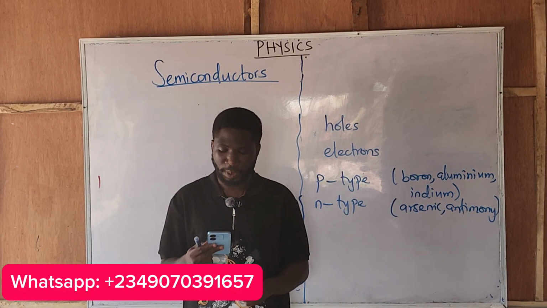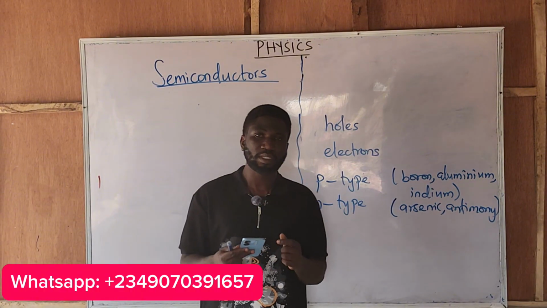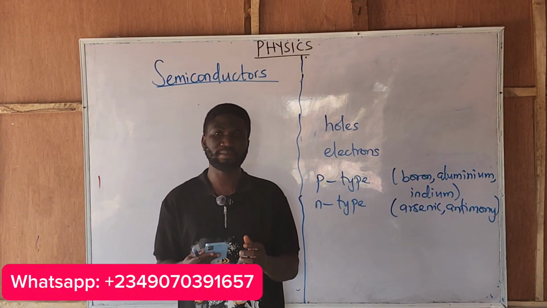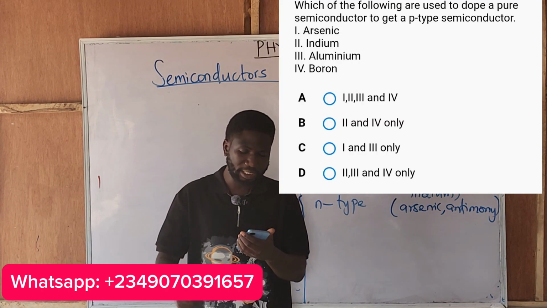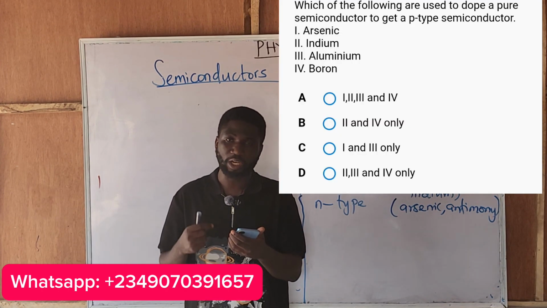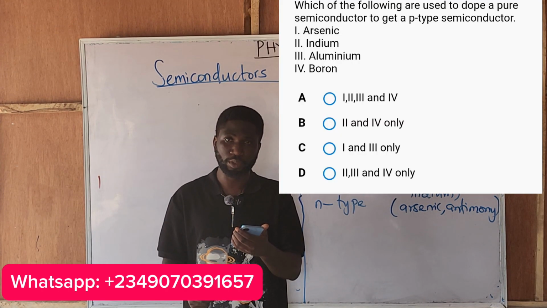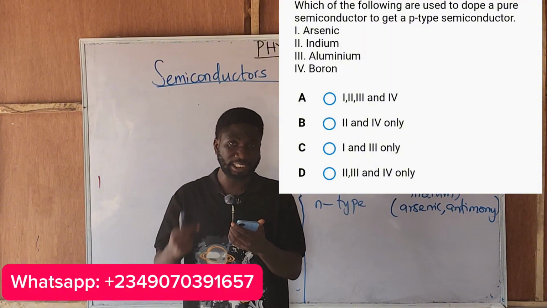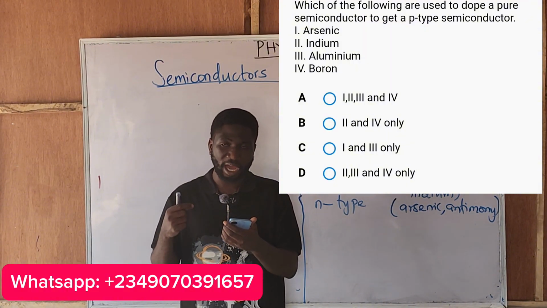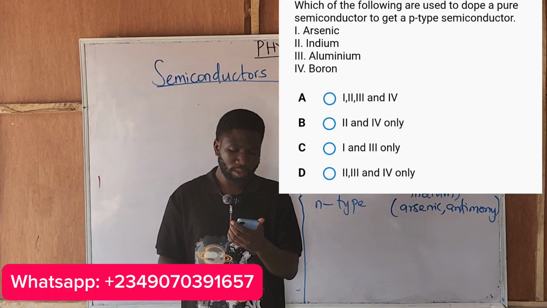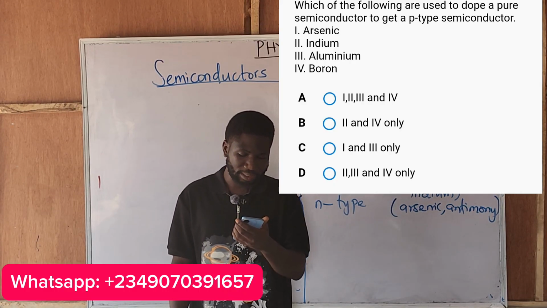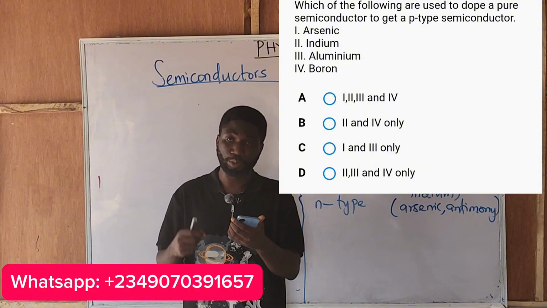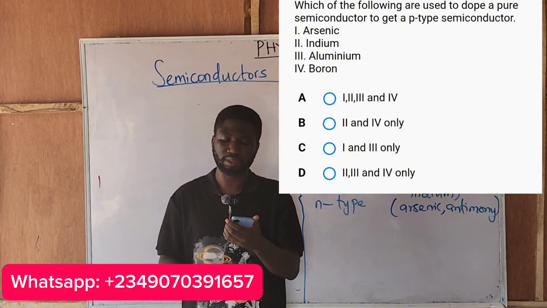So now, for the p-type, the atoms are trivalent. We have the arsenic, the indium, the aluminium, and the boron. From what we have here, the indium is correct. Aluminium is also a trivalent atom. Then we also have the boron. So the right answer should be option D, that's 2, 3, and 4.